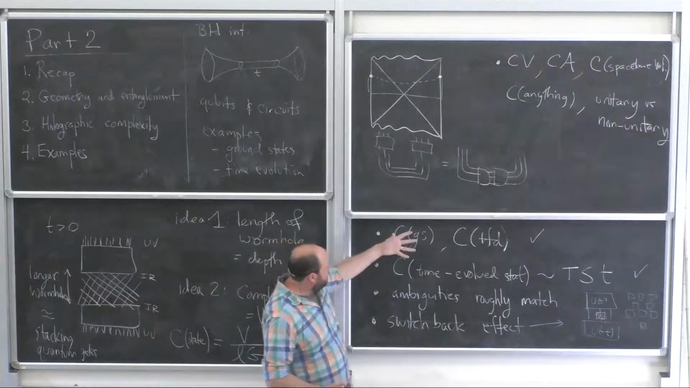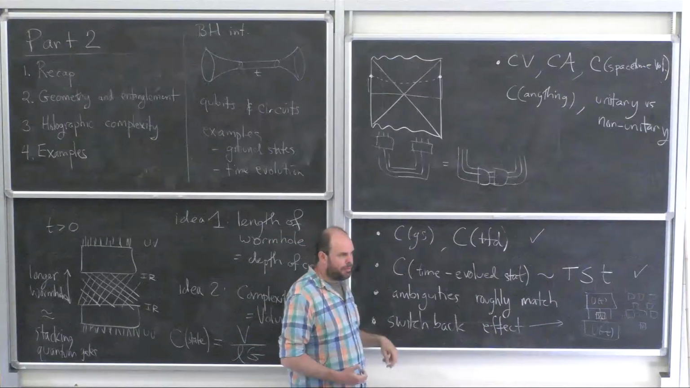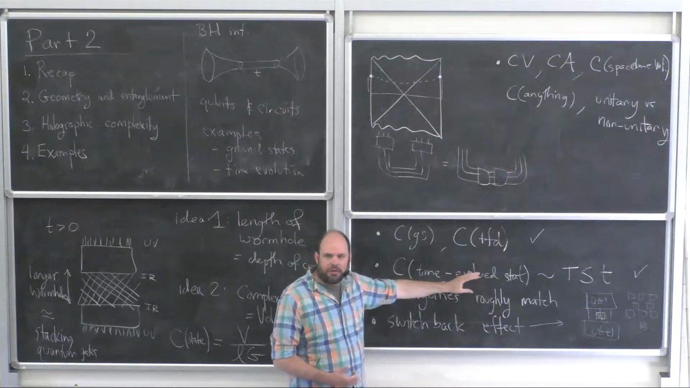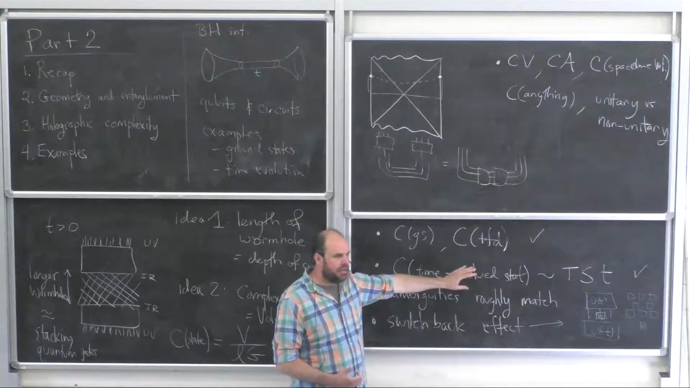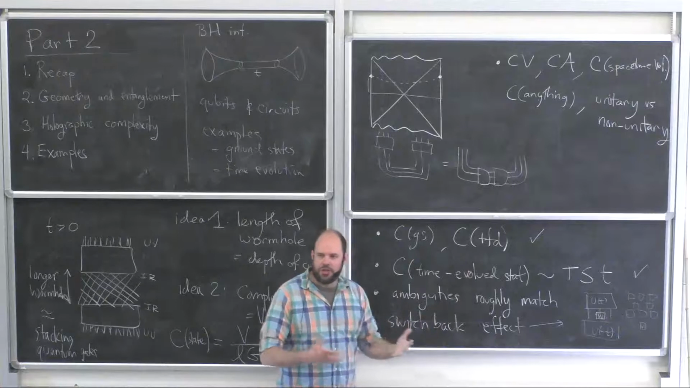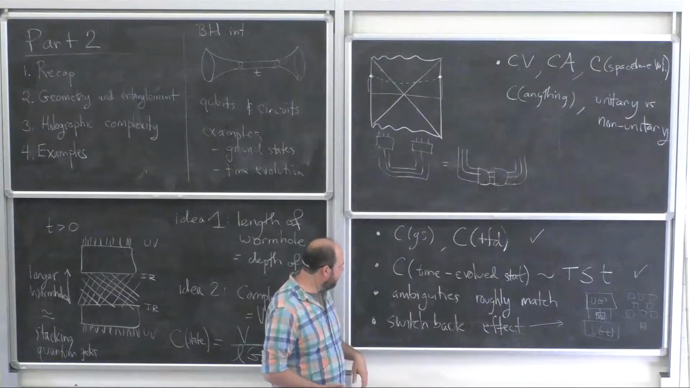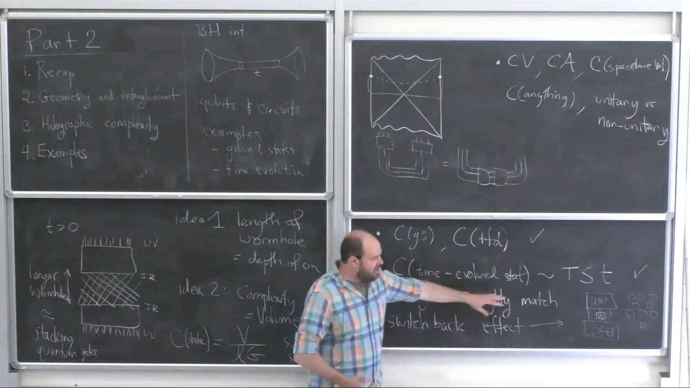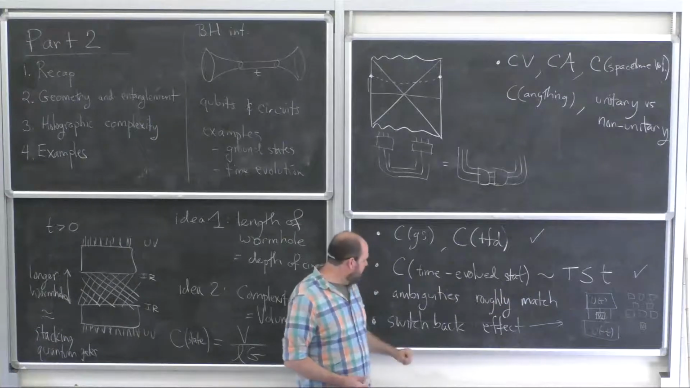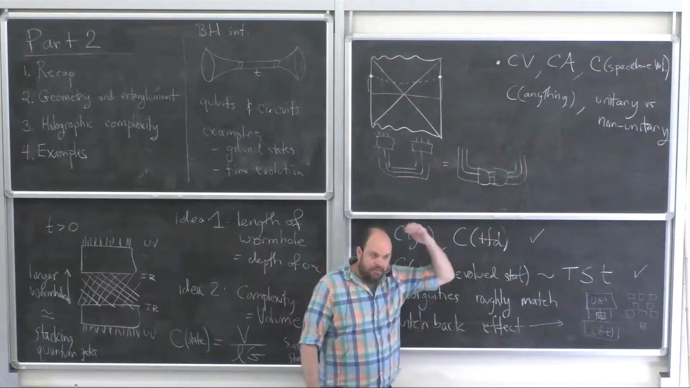They give you roughly the right complexity for the ground state, for thermofield double states, roughly the right complexity growth in simple CFTs. They can reproduce the variation with charge and other degrees of freedom. They have ambiguities that roughly match on the two sides. And they reproduce this switchback effect.